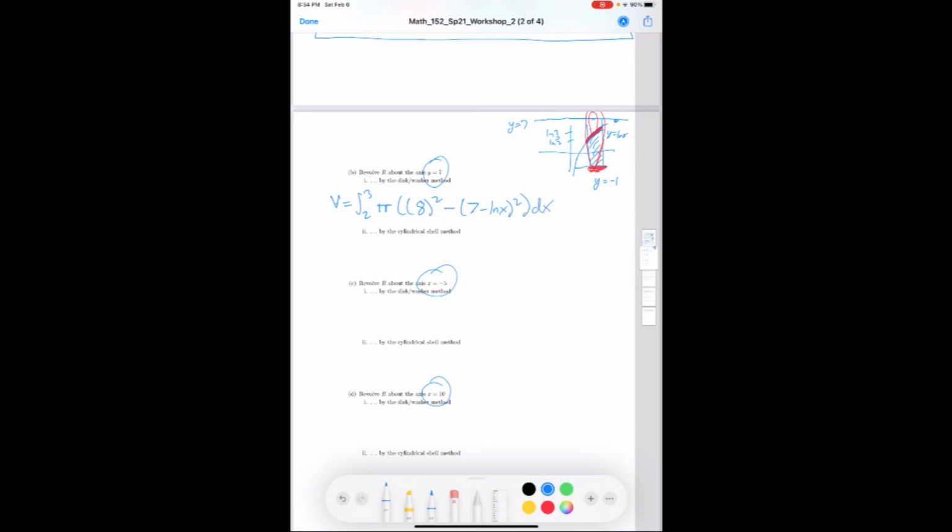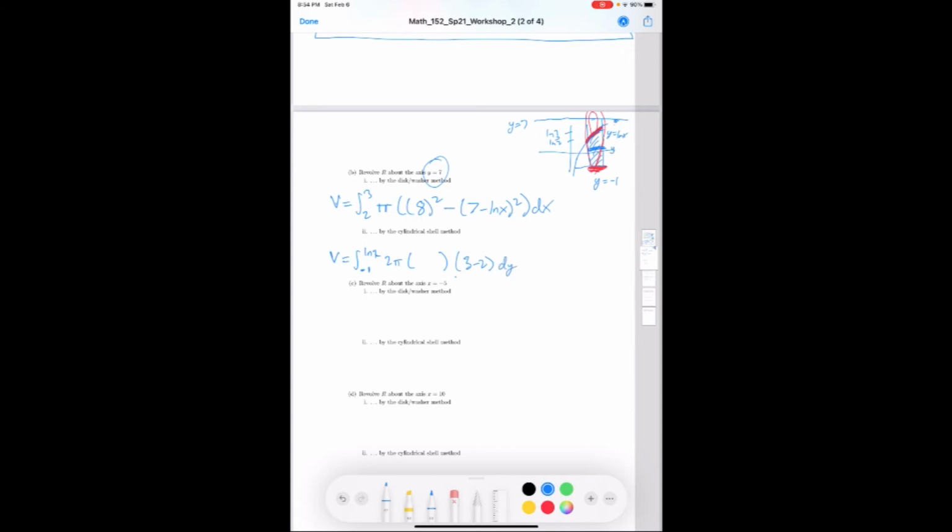Okay, so let's do the shell integral. The shell integral is going to be very similar to what we had before. It's going to be the integral from -1 up to ln 2 of 2 pi, and just put this in. The vertical height of the shell is still going to be 3 minus 2, and we're still doing this in the y direction, so dy.